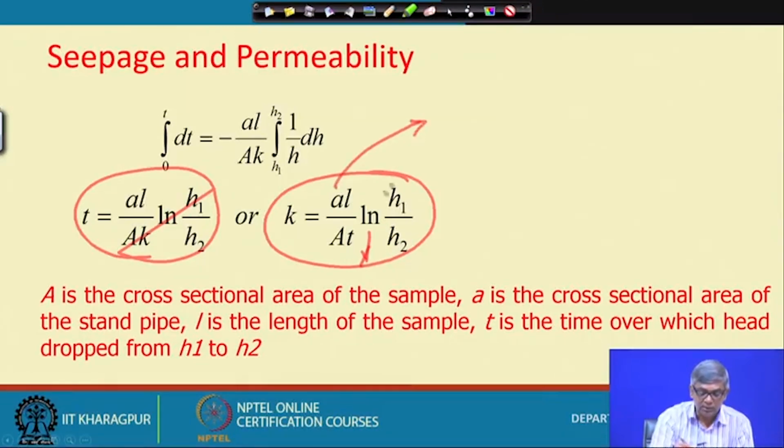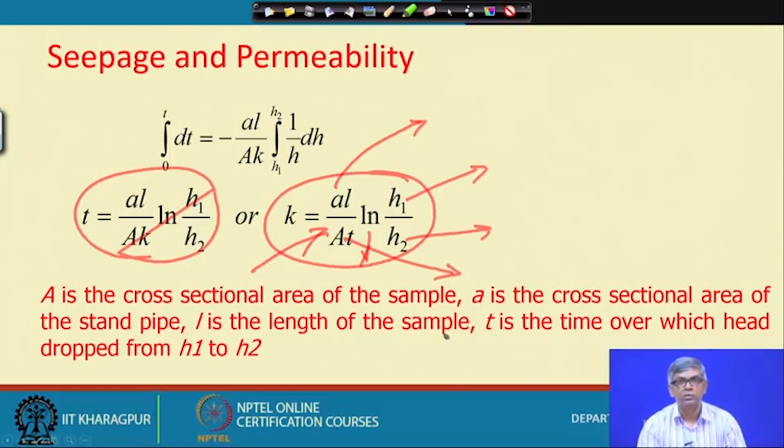This is the cross-section of the standpipe, this is the cross-section of the soil sample, this is the time over which head loss is observed, and this is the initial head and this is the final head. So, all those things are also noted here. From this equation one can find out the permeability value from the laboratory test. Okay. With this I will close here, and the determination by pumping test I will do in the next lecture.